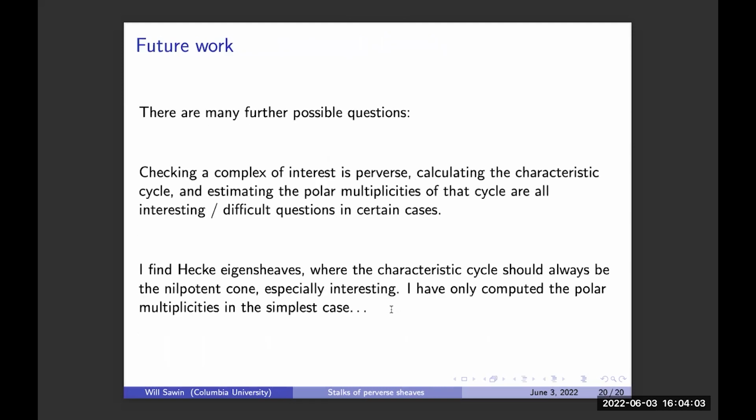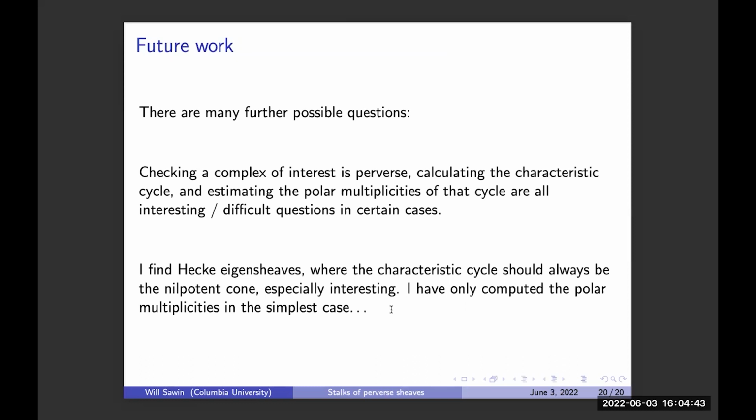So the last thing I want to say is I think there's a lot of possible directions you can take using this result. There's many different complexes that show up, for example, in applications of number theory. And if you can check one of them is perverse, calculate the characteristic cycle, and then estimate the polar multiplicity of the characteristic cycle, then you'll get a new bound. And a lot of times, one or more of those steps will be some kind of interesting question. So sometimes they're easy, sometimes I have no idea how to do them.